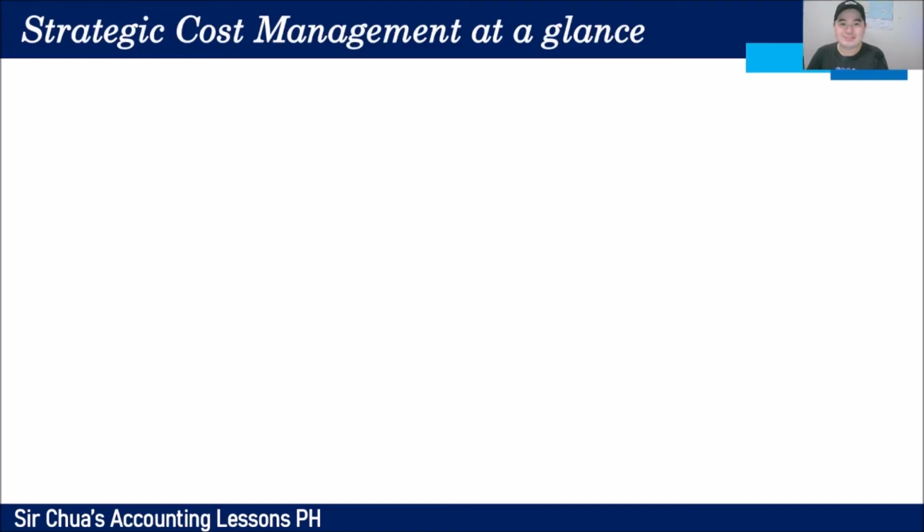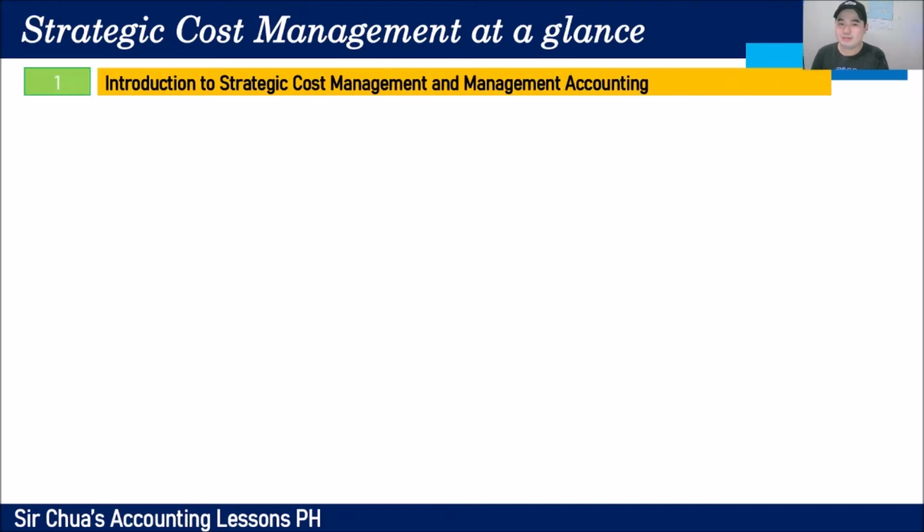Okay, so at a glance, these are the topics that we will be talking about in strategic cost management. The first one is introduction to strategic cost management and management accounting. Basically, this is a management accounting class. However, we will now be using your learnings in strategic management and applying them in cost control. If you combine that, that is basically strategic cost management, to make you good decision makers.